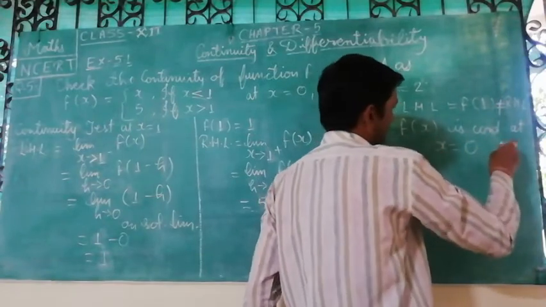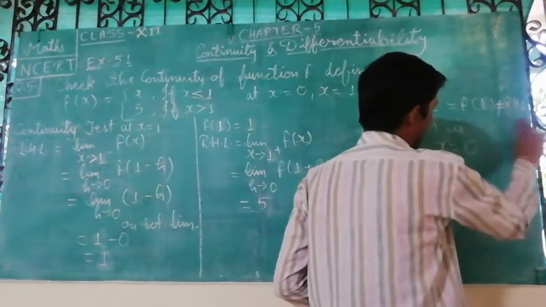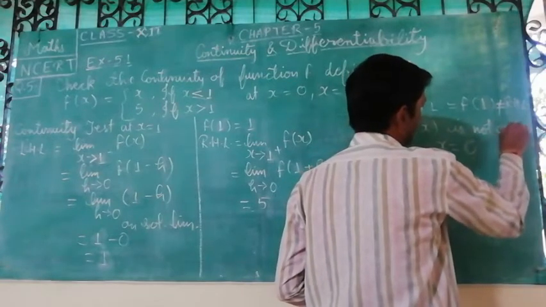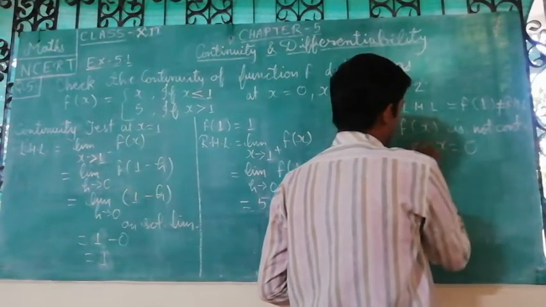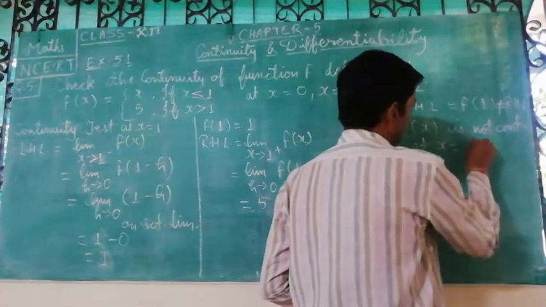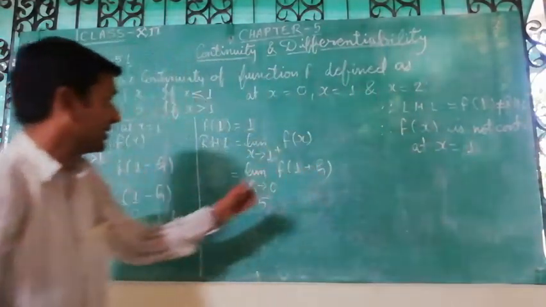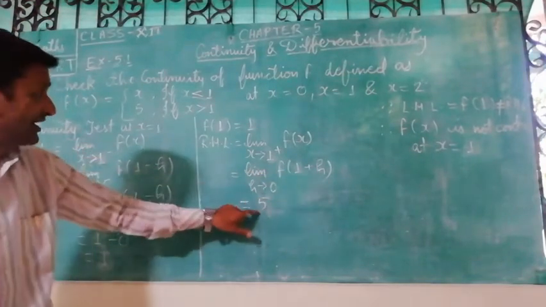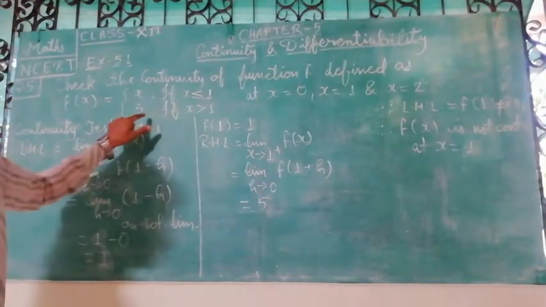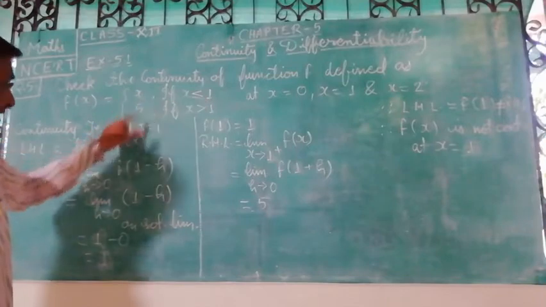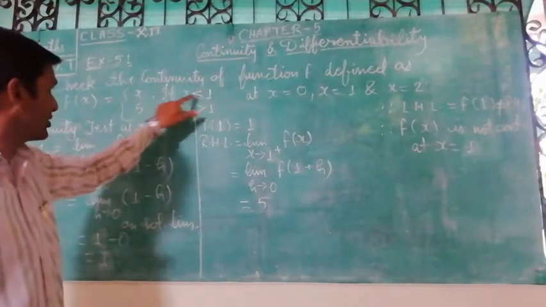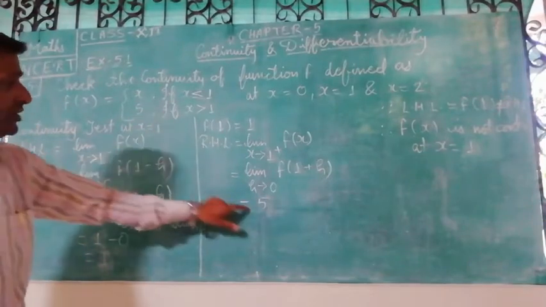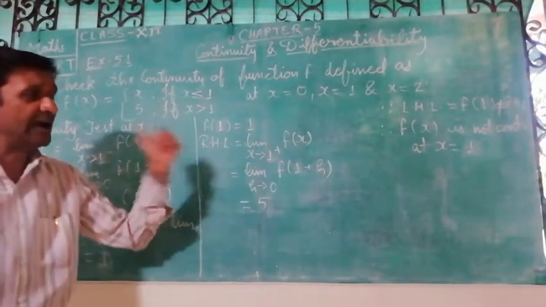Therefore f of x is not continuous at x is equal to 1. It proves that it is not continuous. Why is it so? Because for greater than 1, meaning for 1 plus h, it is 5. For less than 1 it is x, and for equal to 1 also it is 1 only. But for greater than 1 it is 5. So the function is not continuous at x is equal to 1.